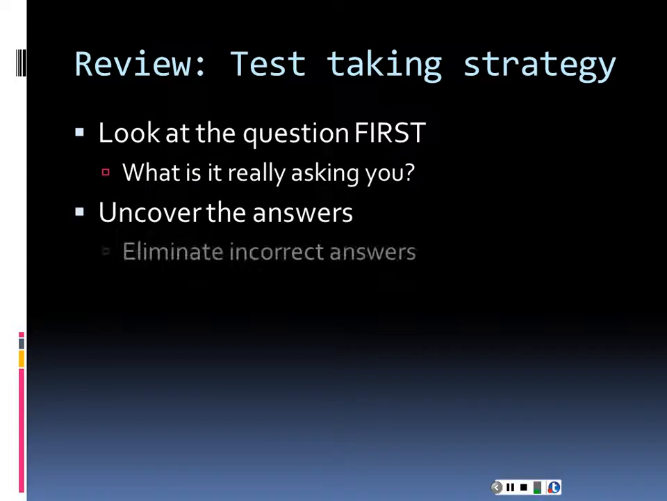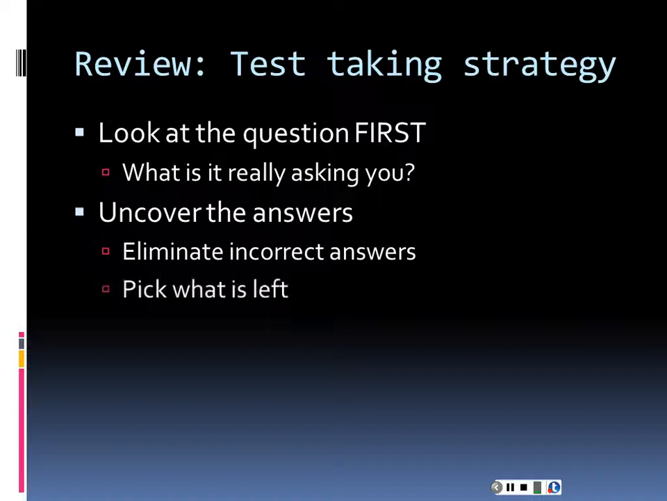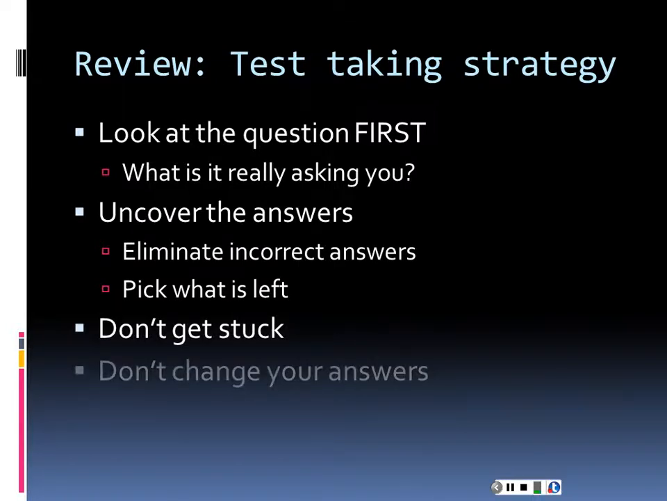So you're going to decide what the question is asking you, then you're going to uncover your answers, eliminate incorrect answers or answers that may be correct but are not as high priority, or answers that don't match the topic of your question, that maybe they match another piece of the information that you were presented. And if you've eliminated and you've got one answer left, that's the answer you're going to pick. So don't get stuck. Don't change your answers. Most people talk themselves out of answers that they think are too obvious or too easy, and they try to make it more complicated. Don't make up stories.